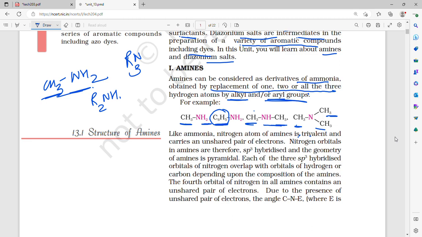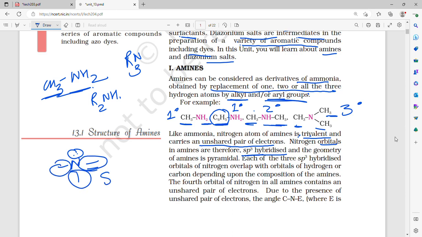Like ammonia, the nitrogen atom of amines is trivalent and carries an unshared pair of electrons. Nitrogen orbitals in amines are therefore sp3 hybridized. It has one lone pair and three bond pairs, therefore it is sp3 hybridized.